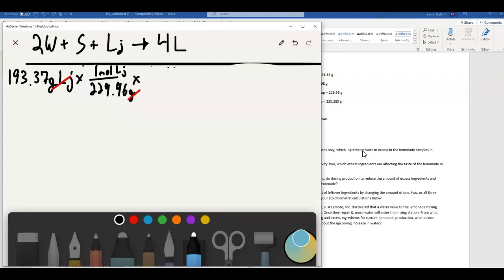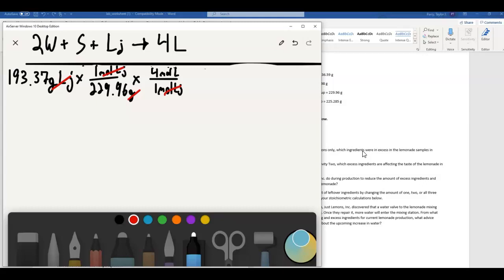Now that we have our value in moles of lemon juice, we need to figure out how much lemonade we're making. So we have one last step here. We have to convert moles of lemon juice into moles of lemonade. It's a ratio of 1 to 4, because if you don't see anything in front of the coefficient, assume that means 1, and we see a 4 in front of the lemonade. Our moles of lemon juice cancel out, and we're left with moles of lemonade.